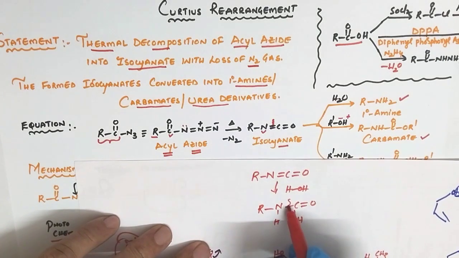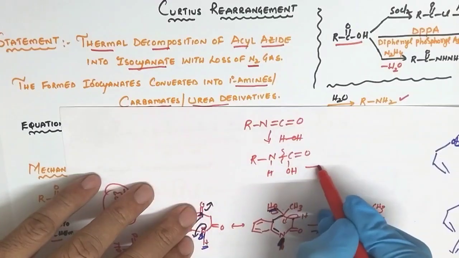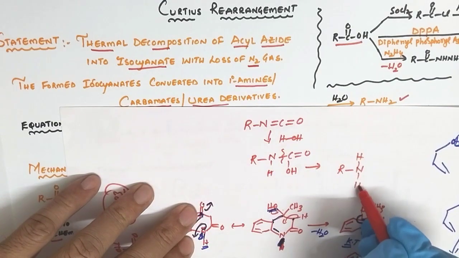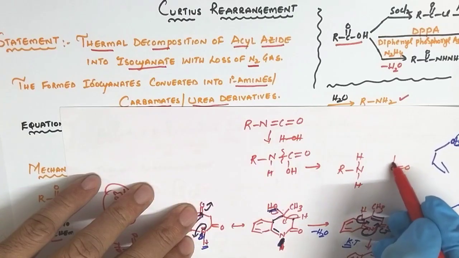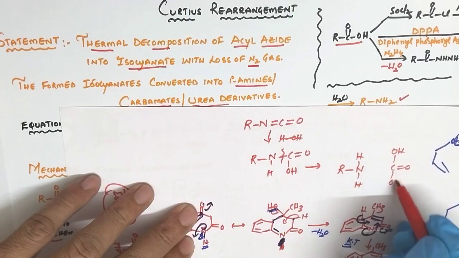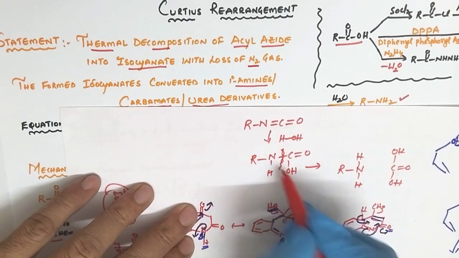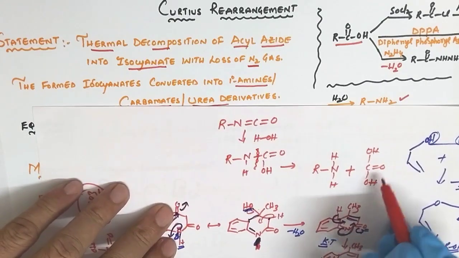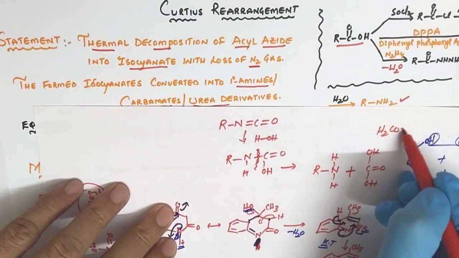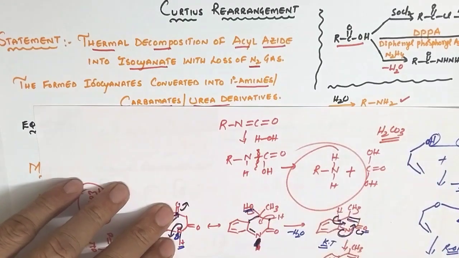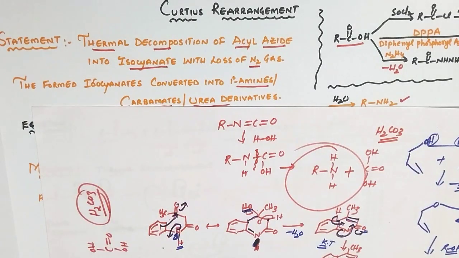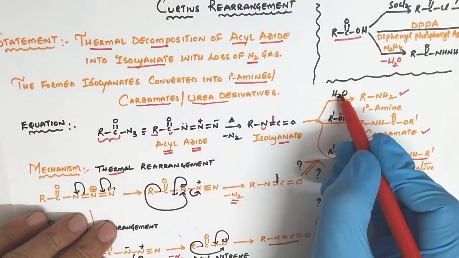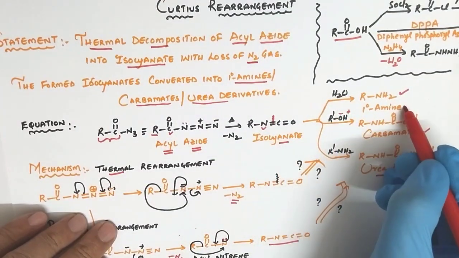Again do the hydrolysis. What will happen? The another H will come here, the another OH will come here. And this is subjected to cleavage, so RNH2 plus H2CO3. So what are the major products? Primary amines. Isocyanates when treated with water, we will come up with primary amines.